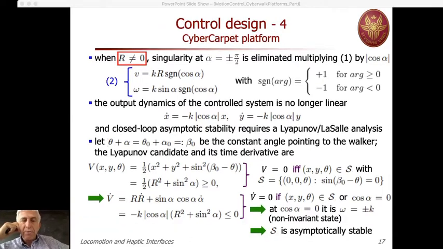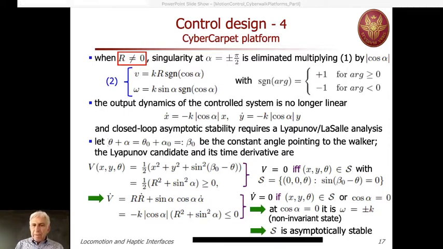Of course, there's a price to pay here, namely that the dynamics of our controlled output, so of x dot and y dot, is no longer linear, but it's modulated by the cosine of alpha. Still, you can prove that you have asymptotic stability, not exponential stability, and you can prove this through a Lyapunov-LaSalle analysis. In fact, the remaining part of the slide is exactly saying this, but we will not go into the detail. I will leave you this as a home exercise.